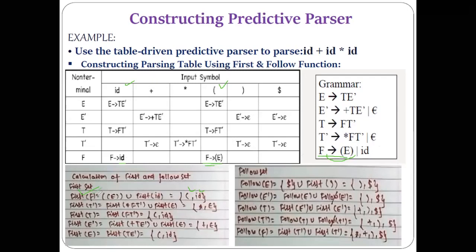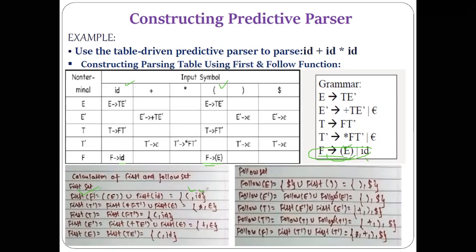Means whatever the first of F that you have evaluated, under that you have to make the entry of this production. So first of F here is the open brace and the ID. So under the open brace, we make the entry of the first production F deriving the in-braces non-terminal E, and below the ID we make the entry F deriving the ID.